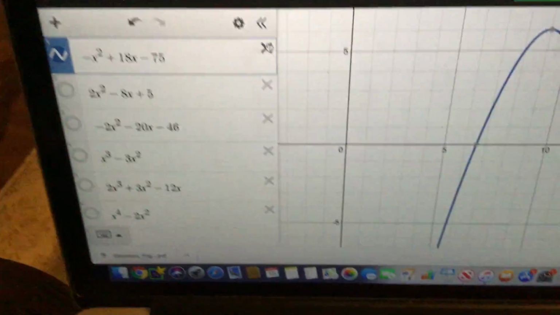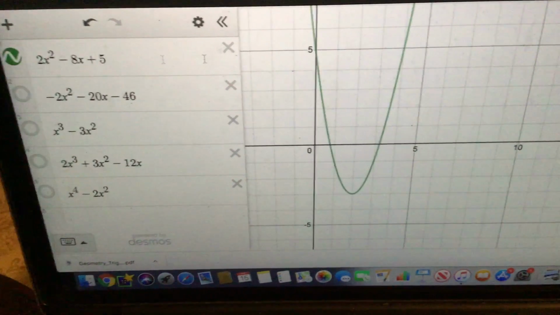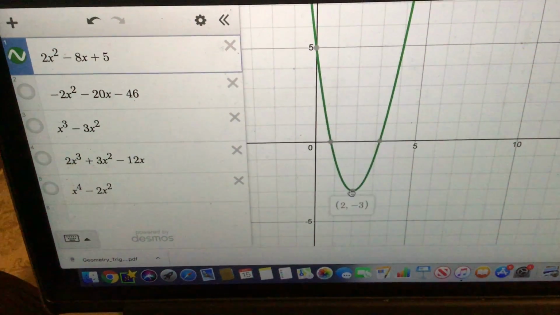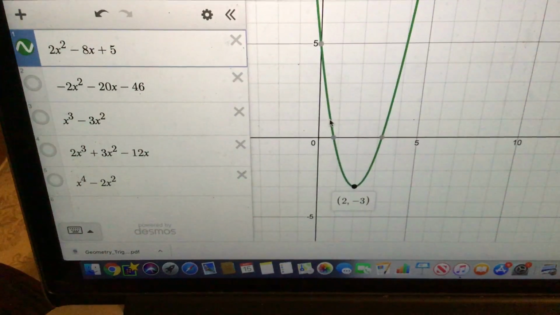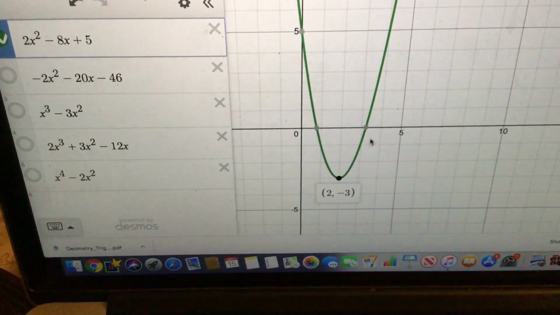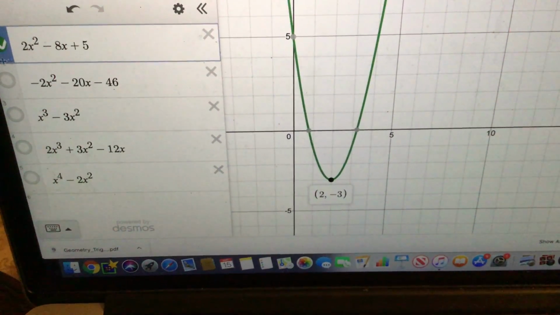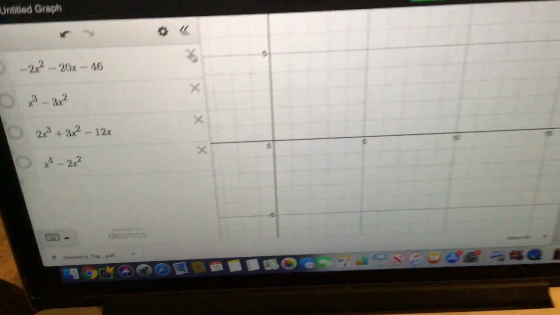Okay. Now, x equals 2. Let me just take that off. X equals positive 2. Negative to 0 up is a local minimum. Okay. Let's take a look at this.